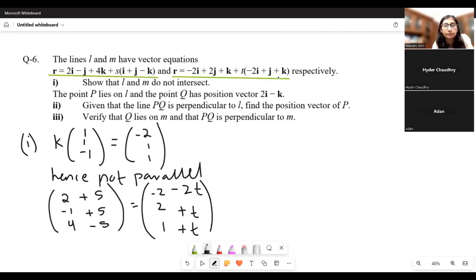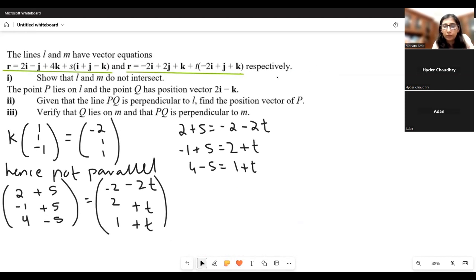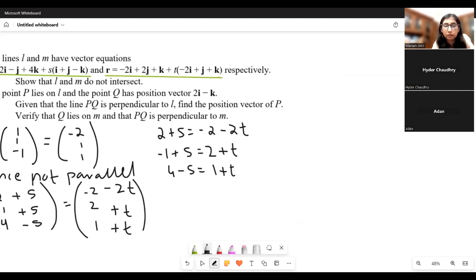Okay. Equate these. 2 plus s equals minus 2t. Minus 1 plus s equals 2 plus t. And 4 minus s equals 1 plus t. Okay, from here, I'm going to make s the subject. s equals t plus 3.